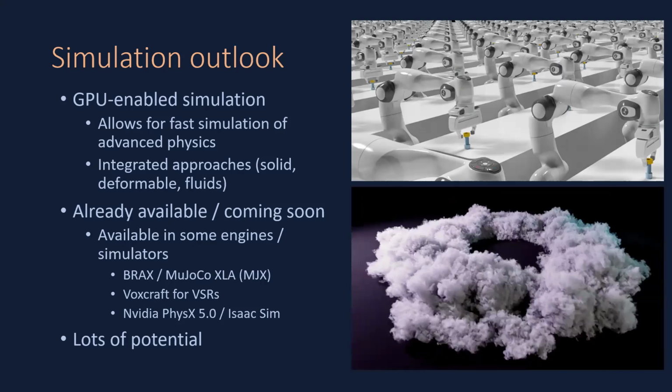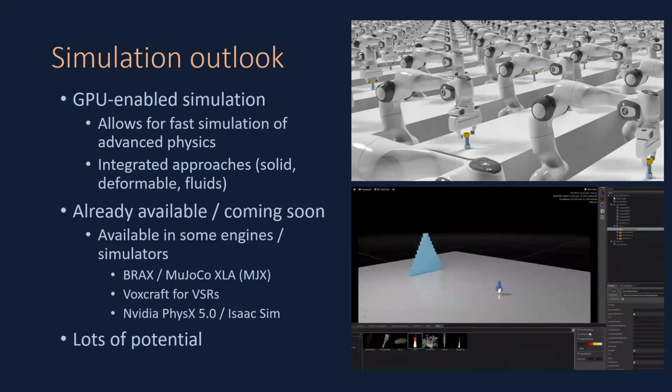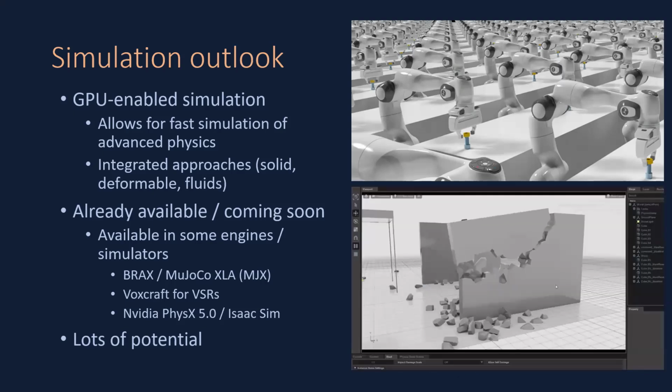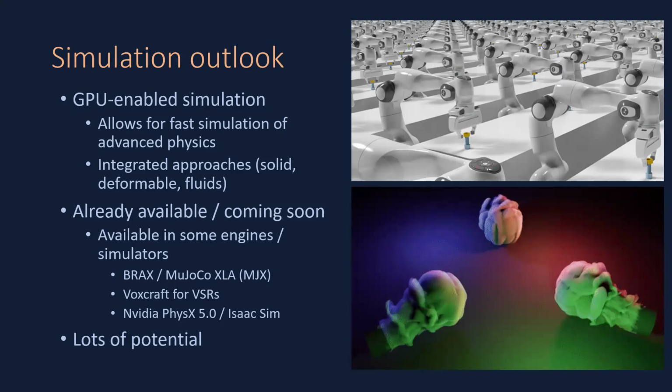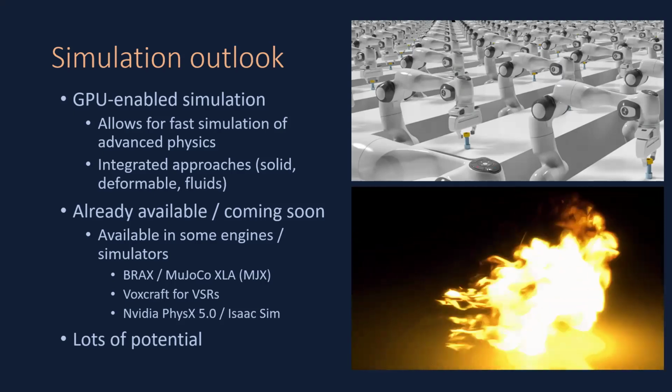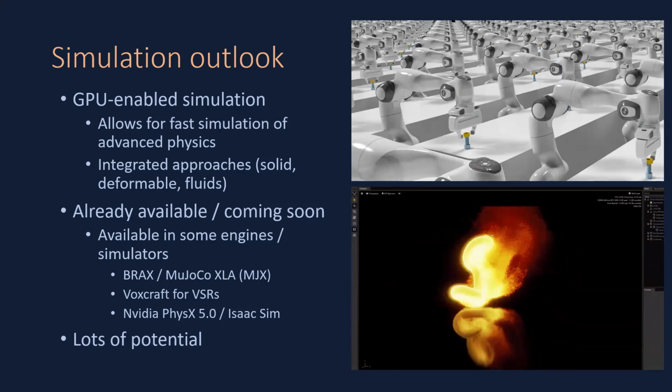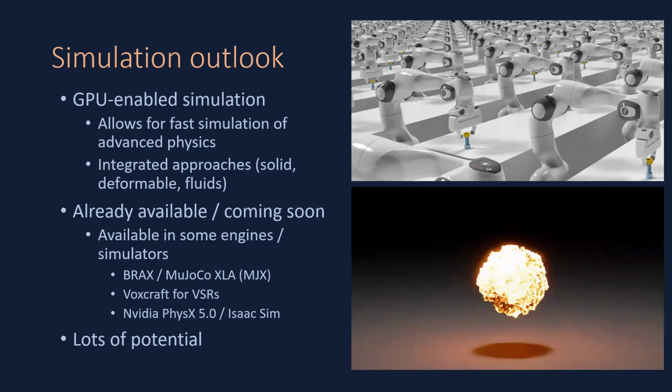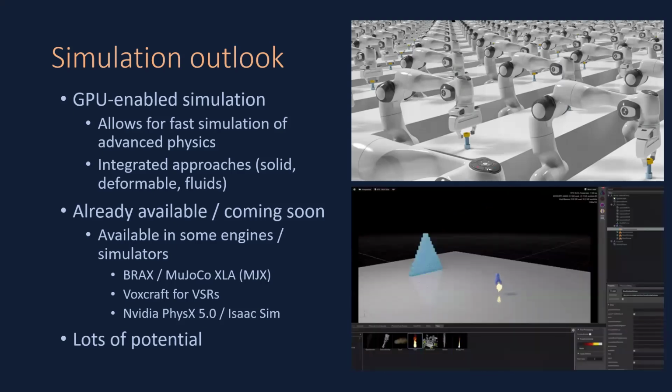So at the moment there's NVIDIA Isaac Sim, and there's something called MuJoCo XLA that have built-in GPU parallelization that could be used out of the box. So I think there's a lot of potential here.